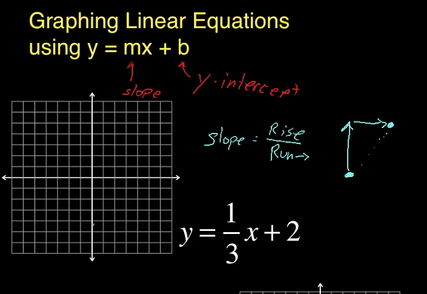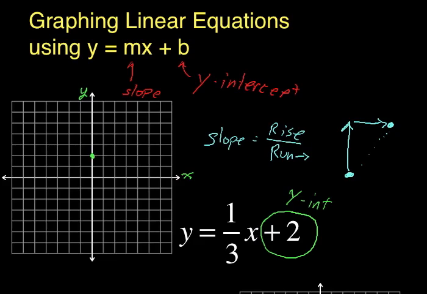y equals 1/3 x plus 2. The very first step we want to start with is looking at our y-intercept. Again, in the y equals mx plus b format, this is b. b is plus 2. So we're going to start here on the origin, and we're going to count up 2 spaces, and we're going to put our first dot there. Put a nice bold dot at plus 2 on the y-axis. Again, here's your y-axis and here's the x-axis.